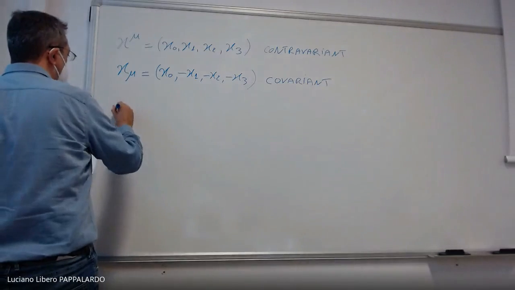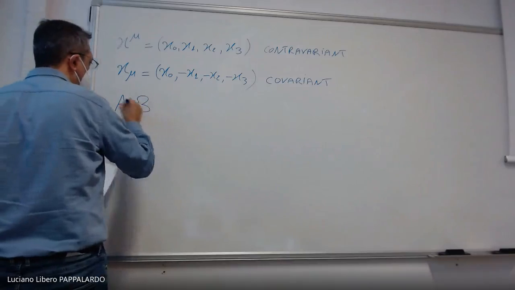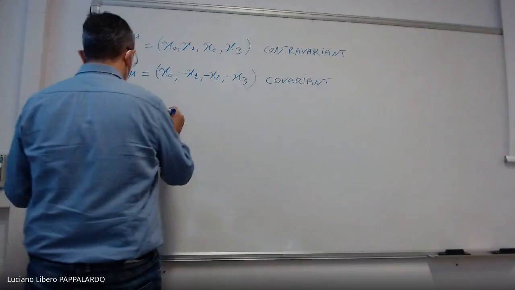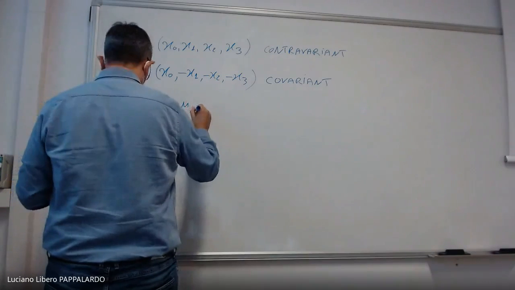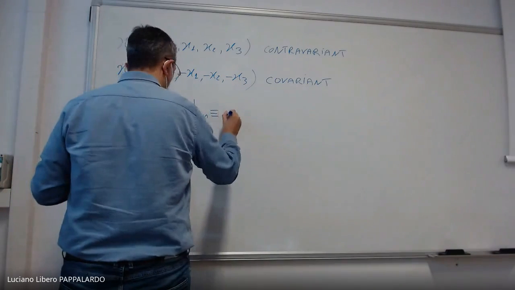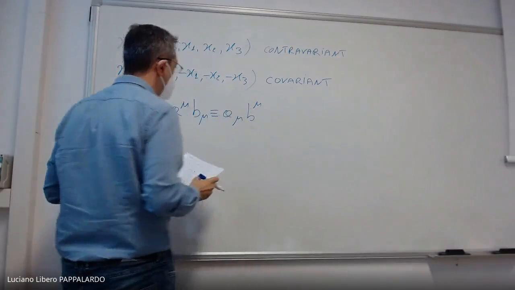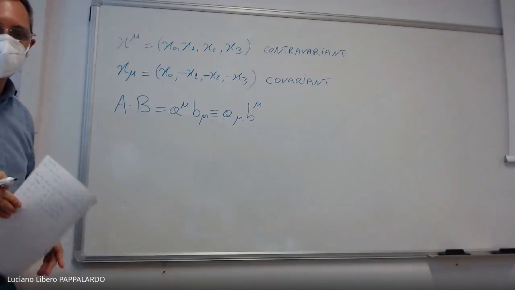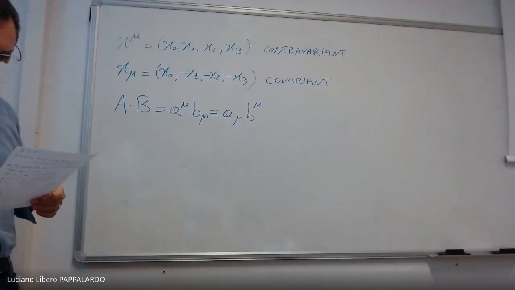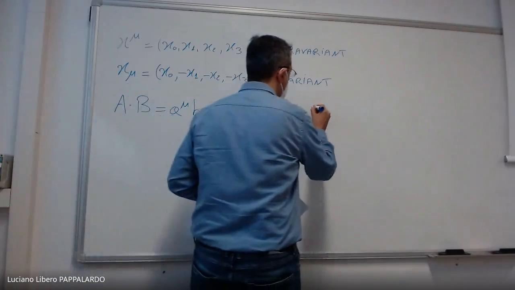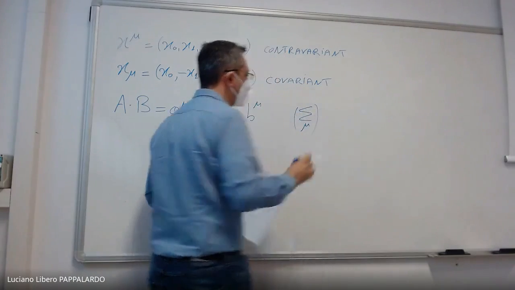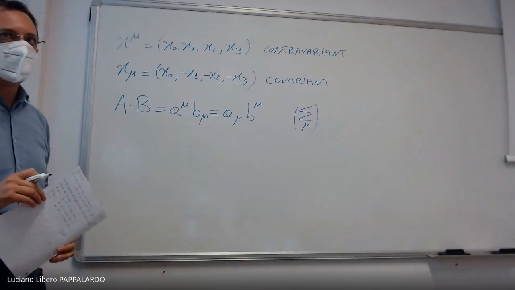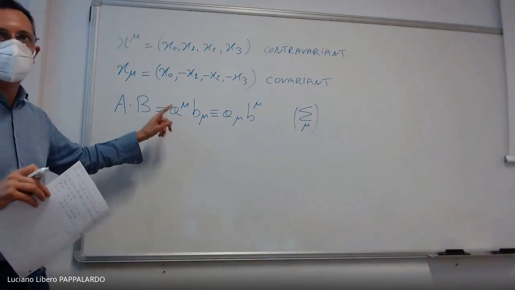So suppose we have two 4-vectors, capital A and capital B. We define the scalar product as an operation between 4-vectors defined in the following way: A_μ B^μ, or equivalently, A^μ B_μ, where one is the contravariant and the other is the covariant, or vice versa. And of course, here we are implying a sum over the Lorentz index μ, which is implied here and here. We don't write it for simplicity. So we have to sum for μ equals 0, 1, 2, and 3.